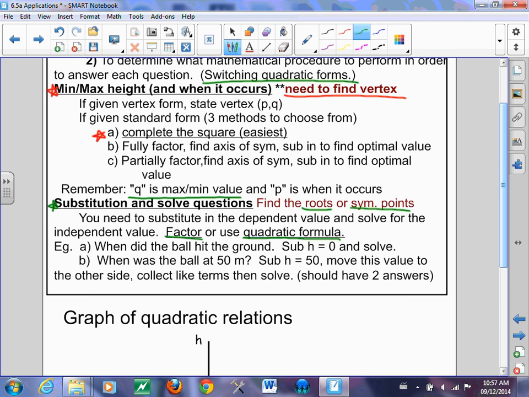Here are some examples. When did the ball hit the ground? You're going to sub in h equals 0 and solve. When was the ball at 50 meters? You sub in h equals 50, move this to the other side, collect like terms, and then you should have two answers. That's where you're looking for not the zeros, but the points of intersection, short form P of I's.